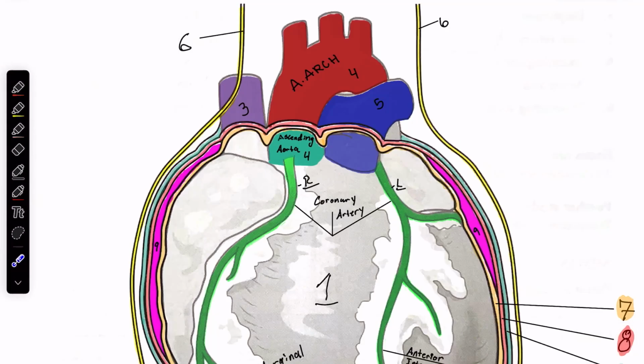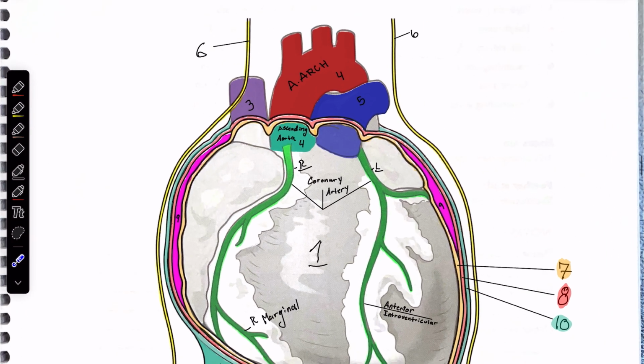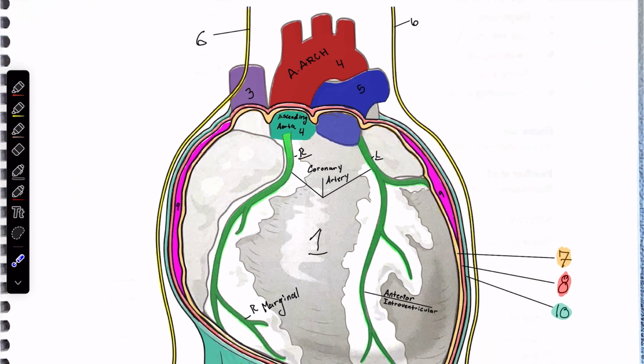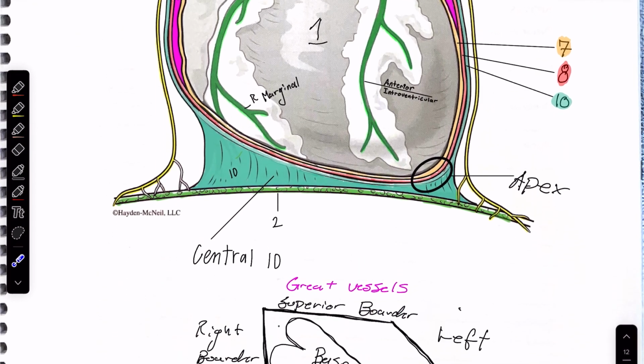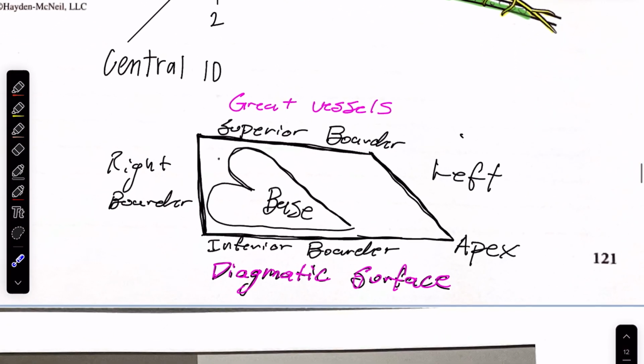Hey everyone, in this video we're going to be covering the pericardium. This is the layer that wraps around the heart. You're going to see in this video how many layers there actually are. But first, if you have the textbook, let's actually start down here first.